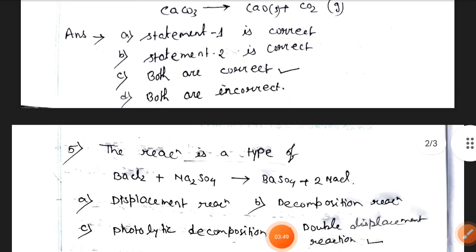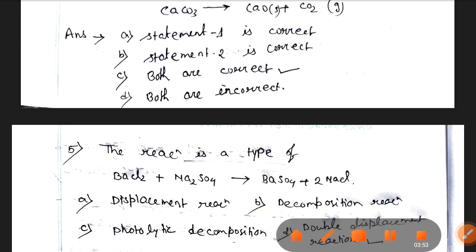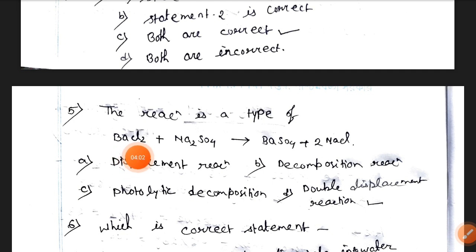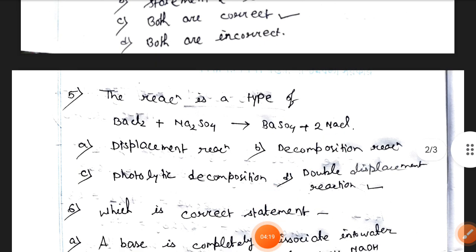Okay, next, the reaction is a type of... This is a double displacement reaction. The reaction is BaCl2 plus Na2SO4, and the products are BaSO4 and 2NaCl. It is a double displacement reaction because chlorine replaces SO4, and SO4 replaces Cl. So BaSO4 and NaCl are produced here.